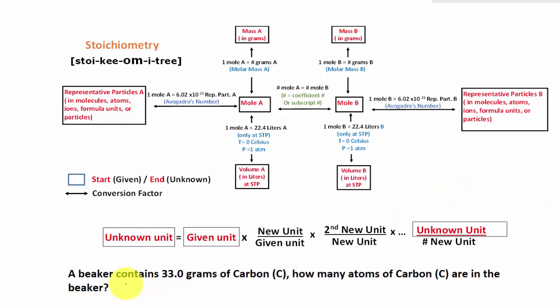In this problem, a beaker contains 33.0 grams of carbon. How many atoms of carbon are in the beaker? So this is our given, 33 grams of carbon, and our unknown is question mark atoms of carbon. So let's plug it in to our systematic approach. We have 33.0 grams of carbon. And what is our unknown? Question mark atoms of carbon.